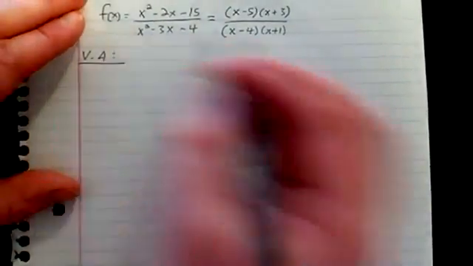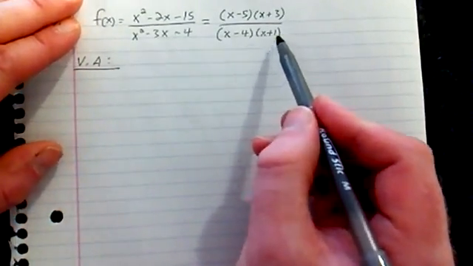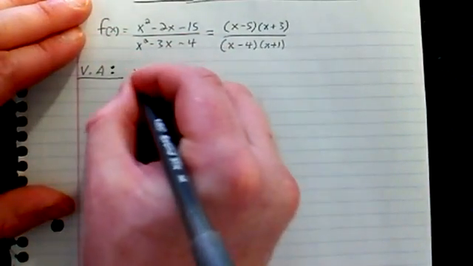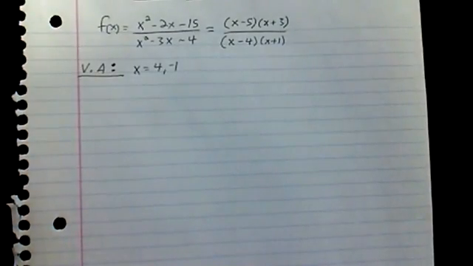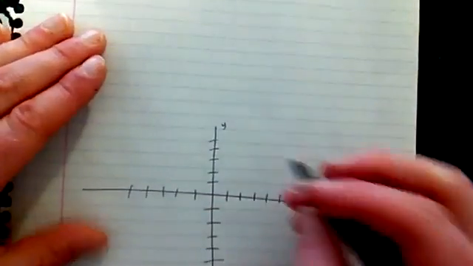Well, I know that x can never be 4, and it can never be negative 1 because we'd be dividing by 0. So the equations of our vertical asymptotes are x equal to 4 and x equal to negative 1. We can never have that. So let's go down here. We said it was 4 and negative 1.